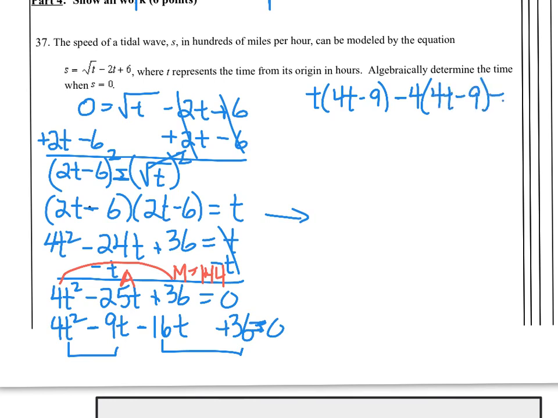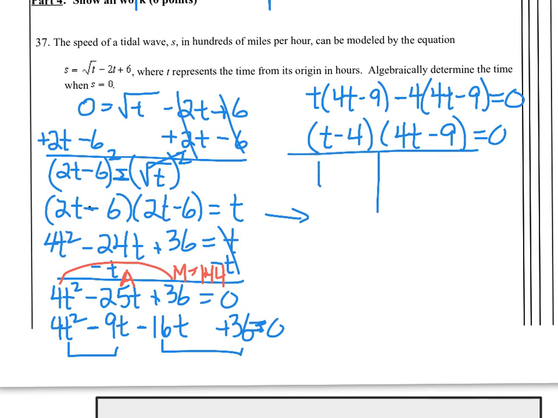And that's how I know I did it right, because those two parentheses should end up being the same if I've factored correctly. So then I write t minus 4 and 4t minus 9. And let's set that equal to 0. And then we're going to do our little t chart here. And we're going to get t equals 4. And then we're going to get t equals 9 over 4.